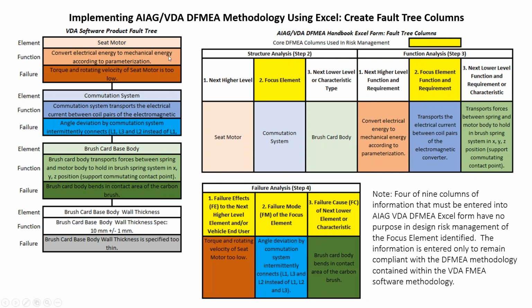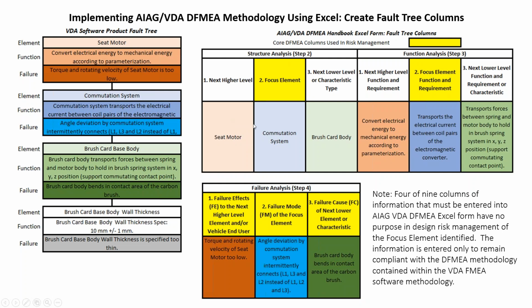The first thing you have is we begin again with our software product fault tree. If we're going to follow the VDA methodology, we have to capture the information in this. And like they do in the manual, we're going to pick the commutation system as our focus element. So the first thing it says is we've got to do our fault tree.